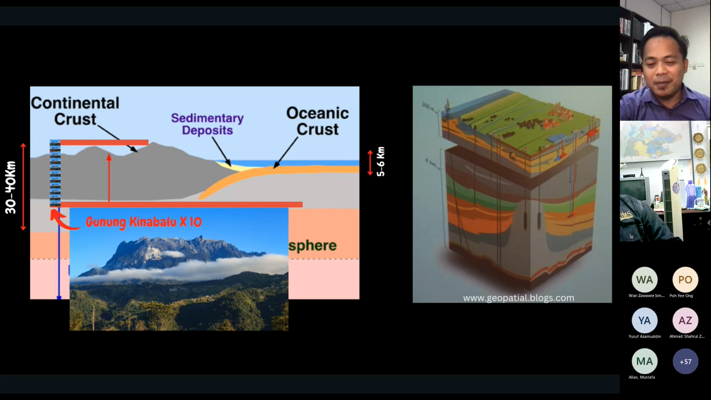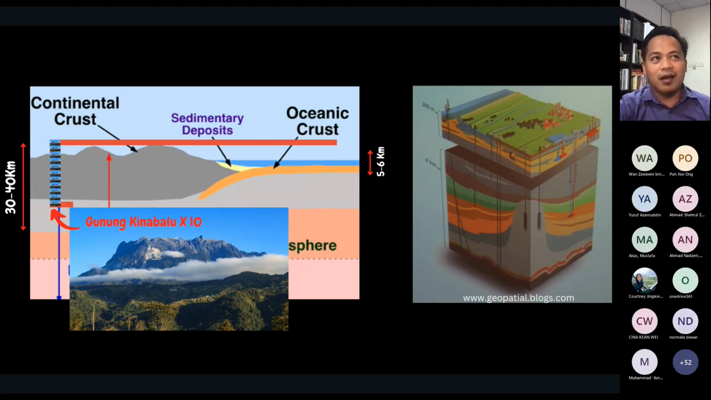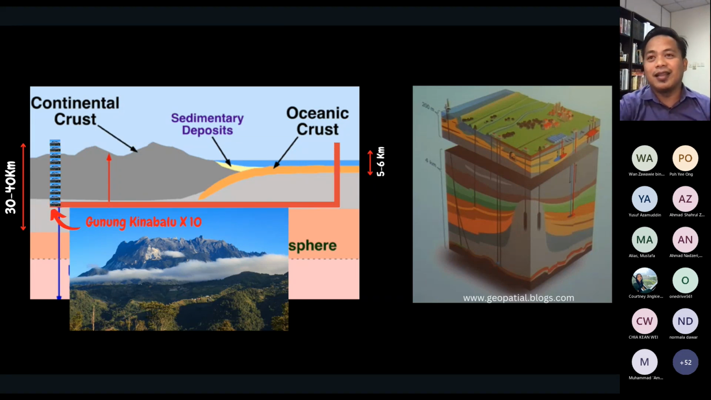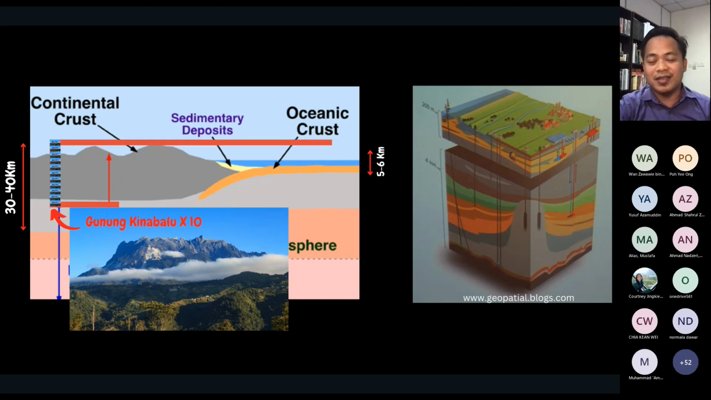Maybe when we see the numbers 30 to 40 kilometers, it's kind of not a big deal. But could we imagine Gunung Kinabalu, if you have seen it, in Sabah? Gunung Kinabalu's peak is around 4,000 meters above sea level, so basically around 4 kilometers. It would need around 10 Gunung Kinabalus stacked to achieve the thickest part of our crust. So it's a massive layer, which is quite a challenge to understand for every layer.